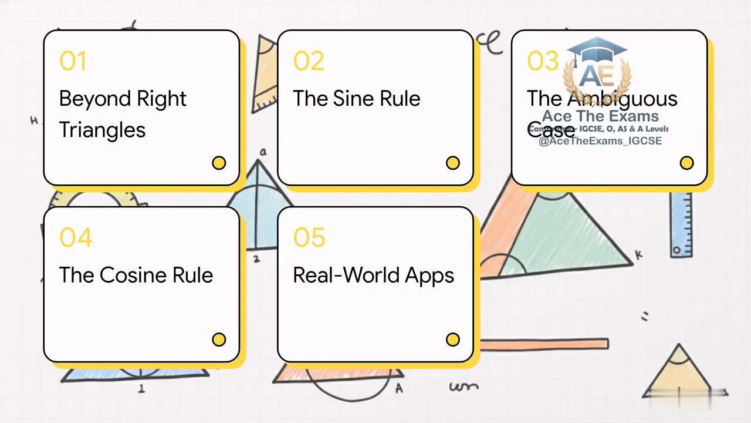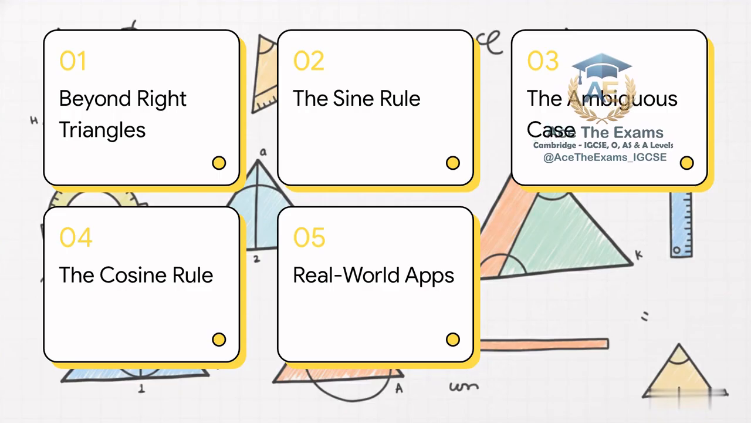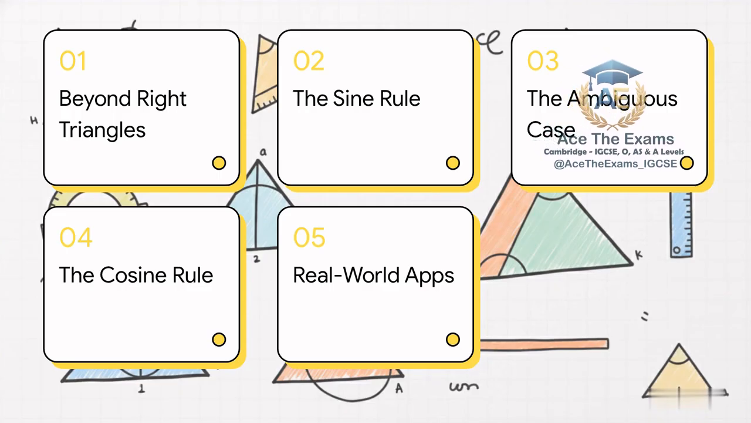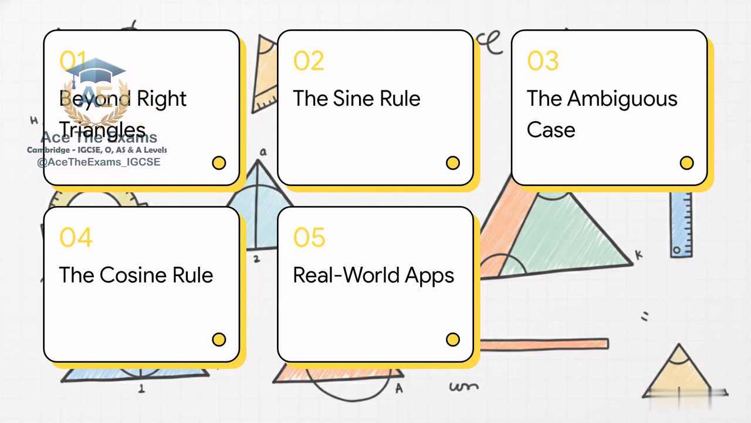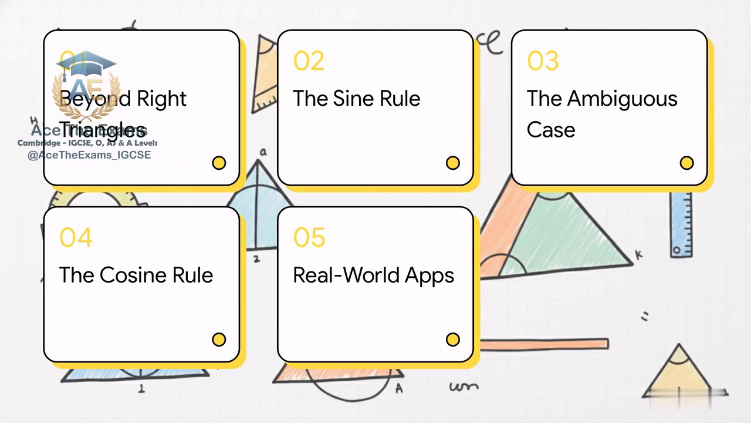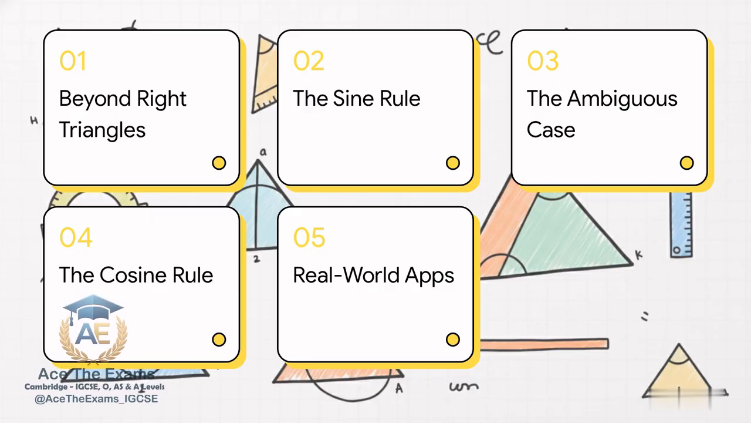Okay, let's take a quick look at our roadmap for this session. We'll start by looking conceptually beyond those right-angled triangles. Then, we'll break down the sine rule step by step. After that, we're going to explore a very sneaky hidden trap called the ambiguous case. You absolutely need to know this one. Then, we'll master the cosine rule, and finally, we'll test all these new tools against some real-world application problems. Let's get straight into it.